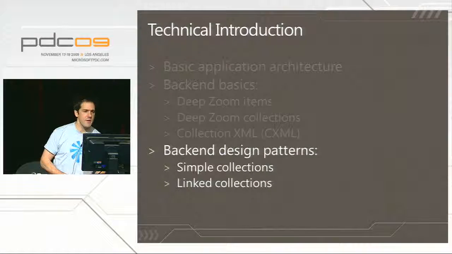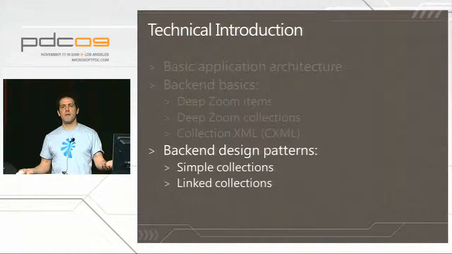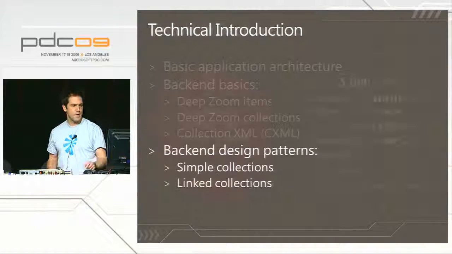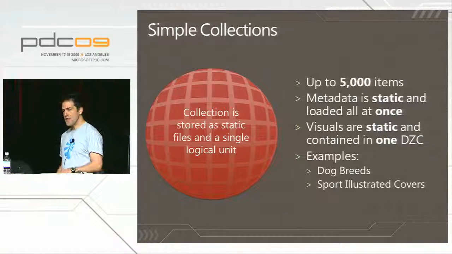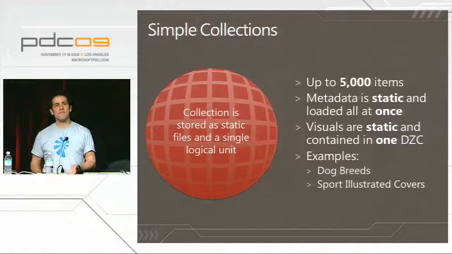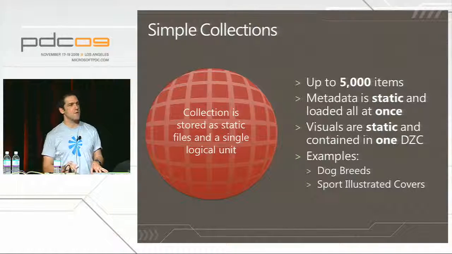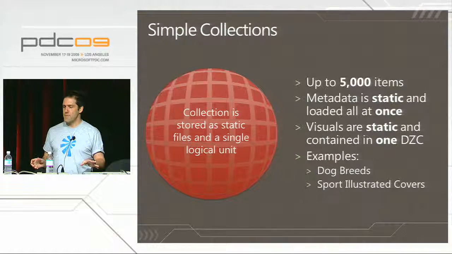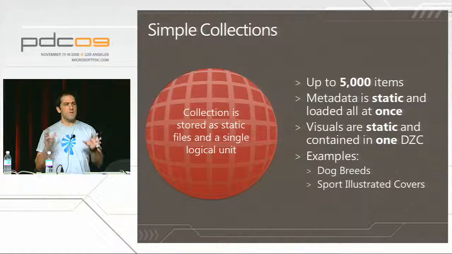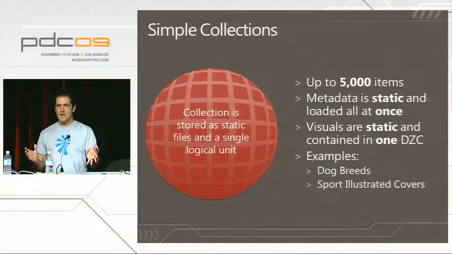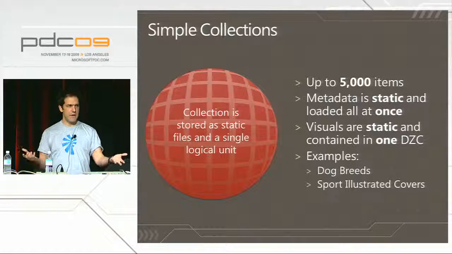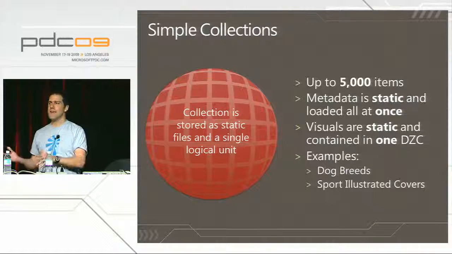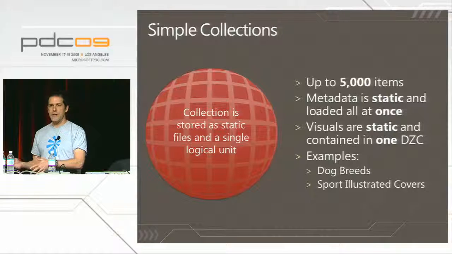The final thing to talk about is the design patterns that we had shown you. The first design pattern is the simplest, and we refer to this as a simple collection. It's something that scales up to around 5,000 items. With a simple collection, you're defining a DZC for the collection, all the visual assets. You're defining the CXML for that collection, and that's pretty much it.